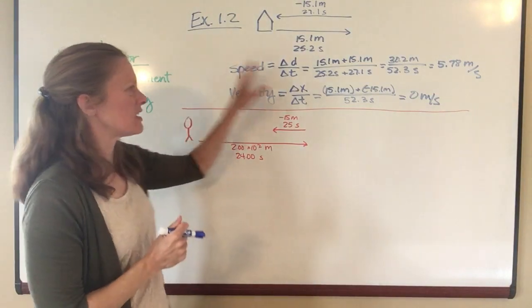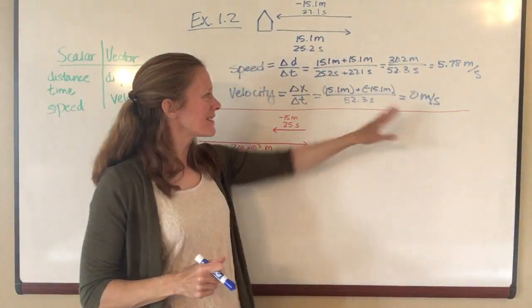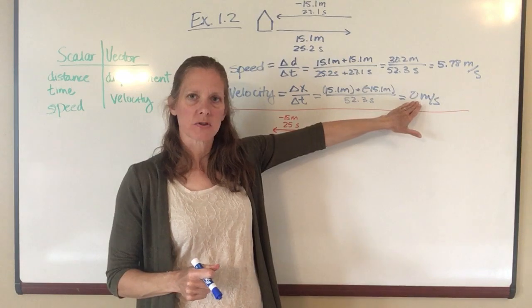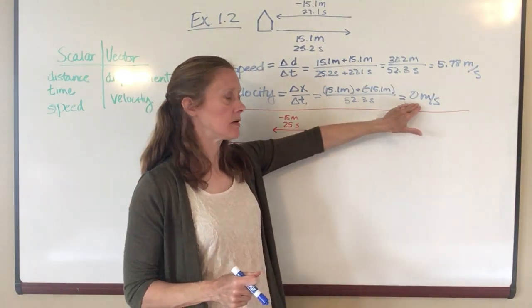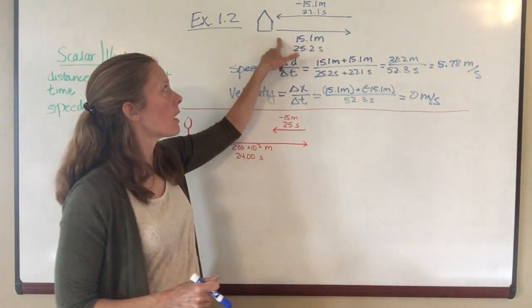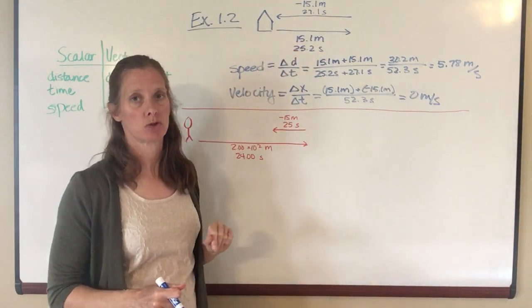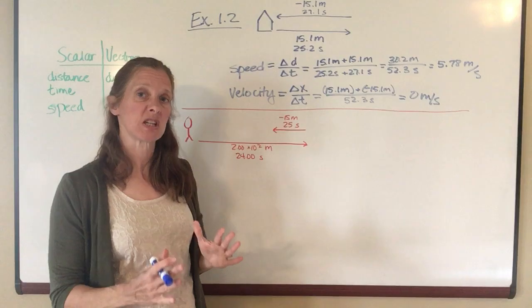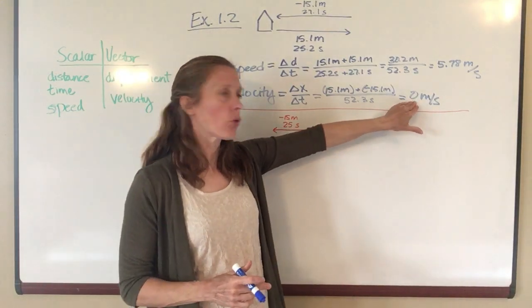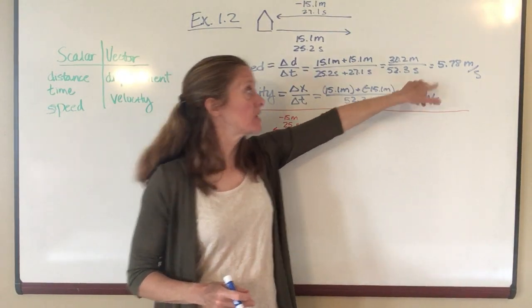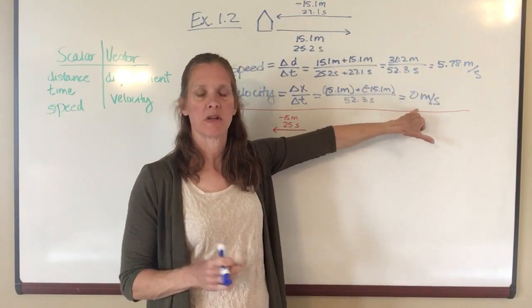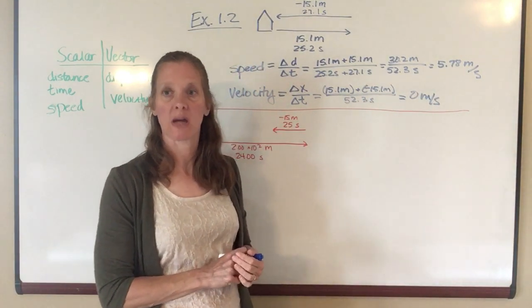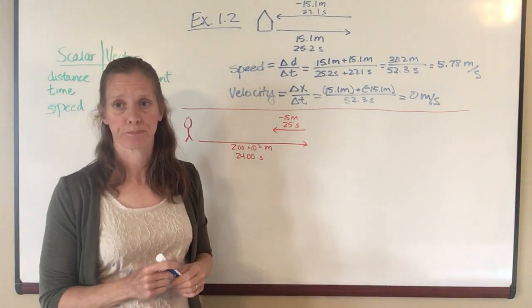How can speed be one thing and velocity be something else? Well, this is where the definitions come in, because velocity means displacement. You ended up in exactly the same place where you started. And because you had no displacement, therefore you had no velocity. You definitely had speed, but you don't have any velocity because you ended up in the very same place where you started from. Okay, so that's the difference between the two.